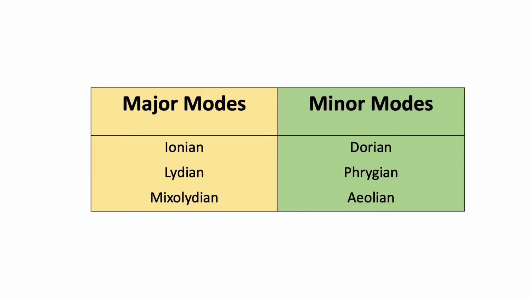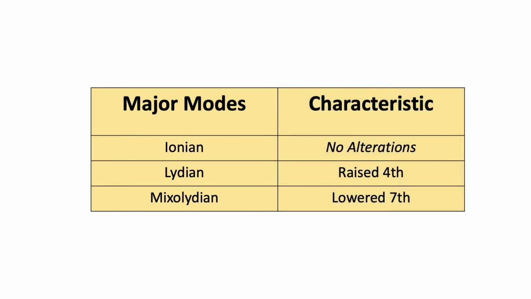Okay, so let's start with major modes. Now, Ionian, as we said before, is exactly like C major. So we don't have to make any alterations, right? That's exactly like C major. However, Lydian, we take a major scale, and then we have to make sure that we take the fourth scale degree and we raise it, or sharp it. With Mixolydian, we have to make sure that we lower or flat the seventh scale degree.